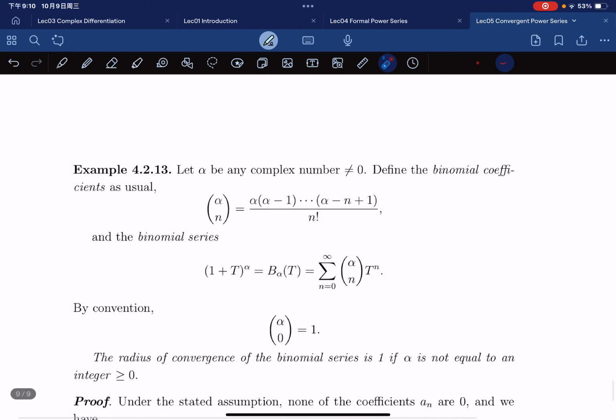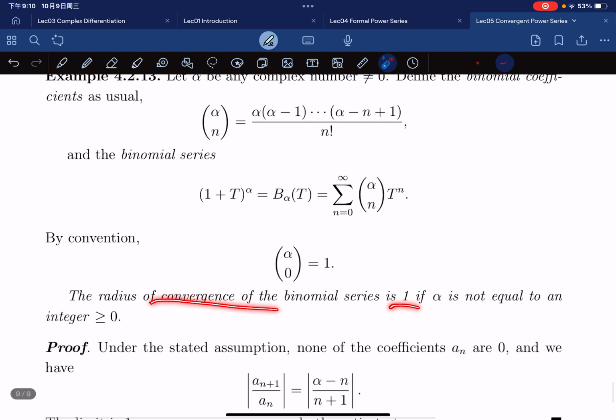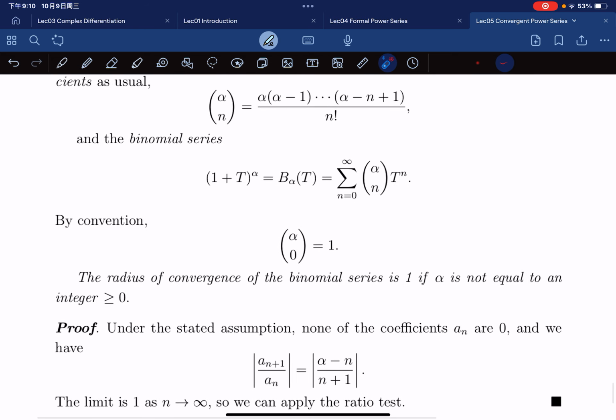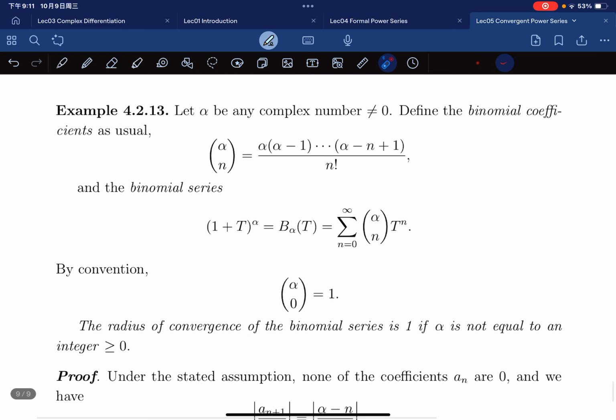Thus, we have an example for the binomial coefficients. Okay, we define the binomial coefficients like this in a binomial series. The radius of convergence is equal to 1 if alpha is not equal to an integer. So if alpha is not equal to an integer, right, then none of the coefficients are 0, right?